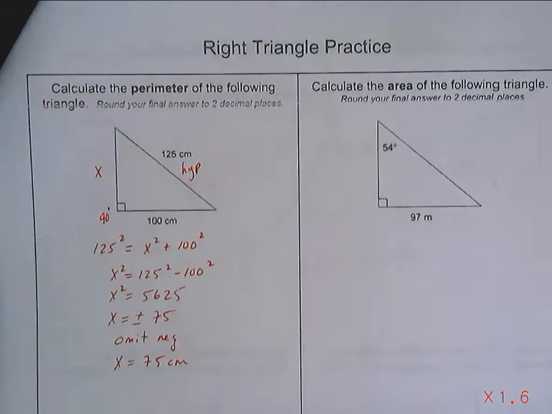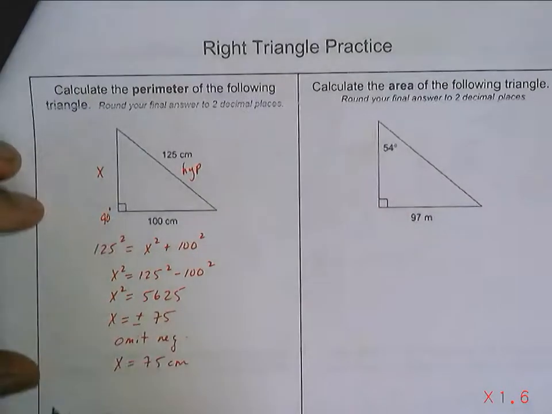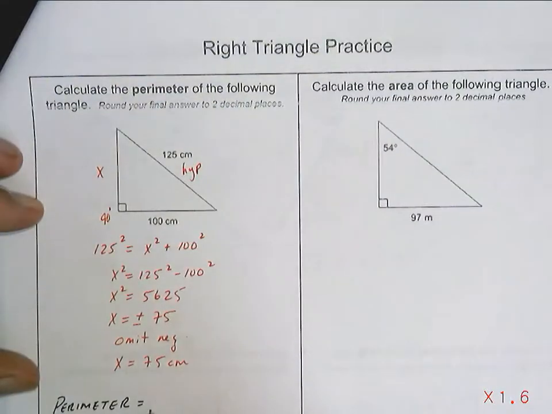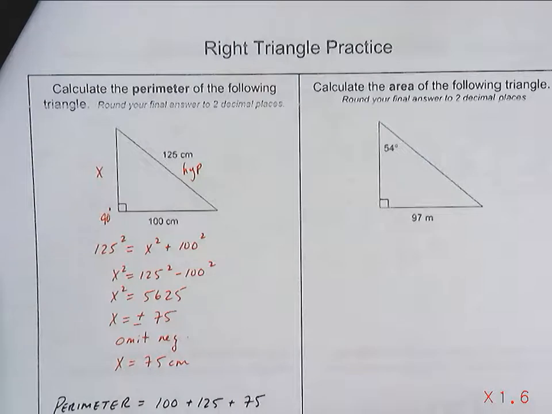And so we use Pythagorean Theorem to get x. Now that's not what we wanted. We want to get perimeter. We need to do the whole question. So now we have to know that perimeter equals the distance all the way around this object. So it's going to be 100 plus 125 plus 75, which is going to be a total distance of 300 centimeters. All right, let's take a look at the next one.